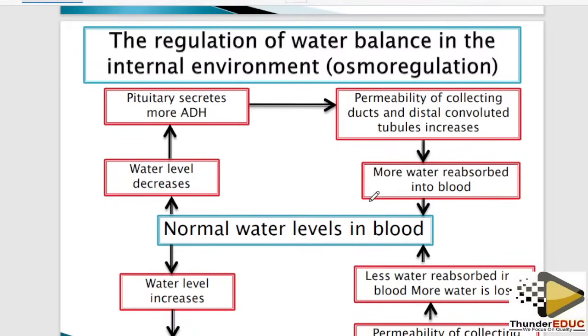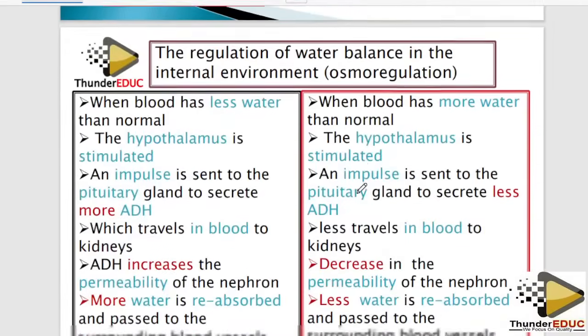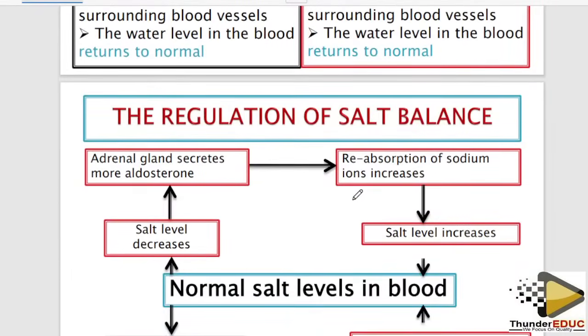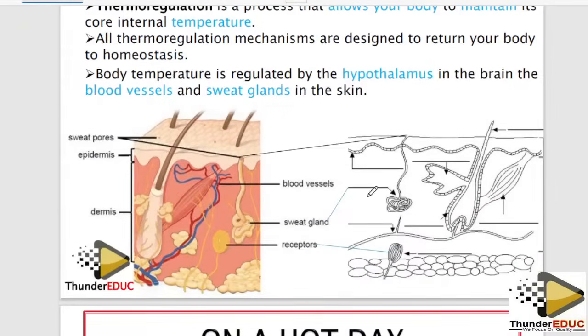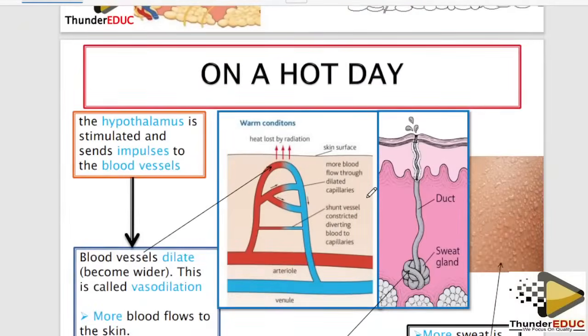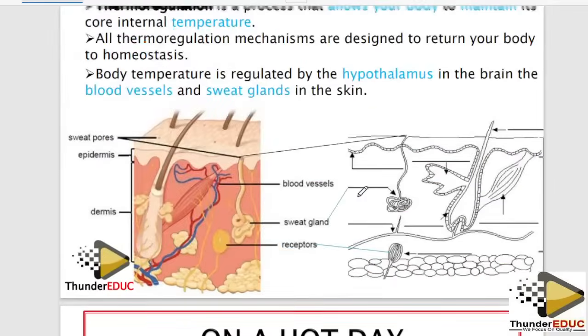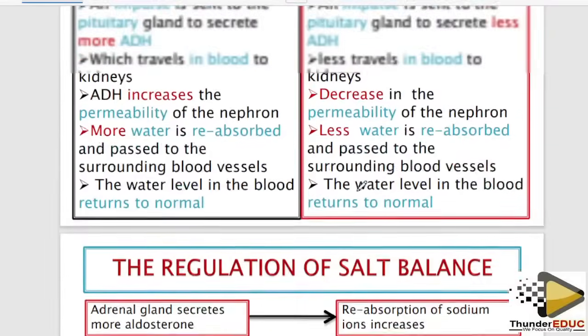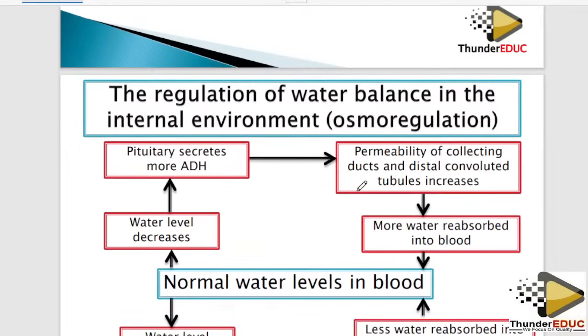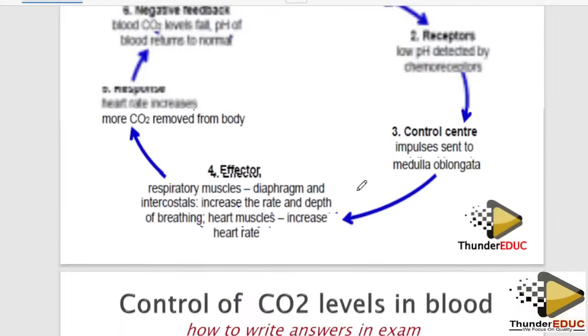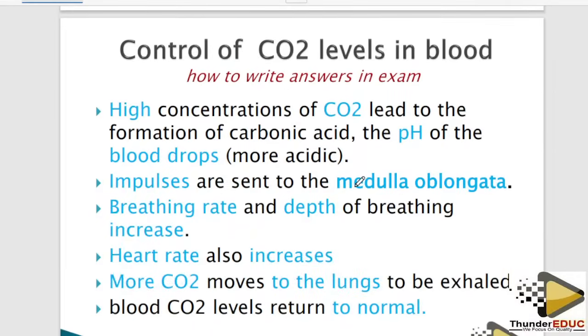Anyway, let's look at regulation of water, regulation of salt, then thermoregulation. After that, maybe we shall use some 20 minutes and then we discuss the questions you might find in the paper. If I don't exhaust all of them, definitely I'll come back again, only for questions.